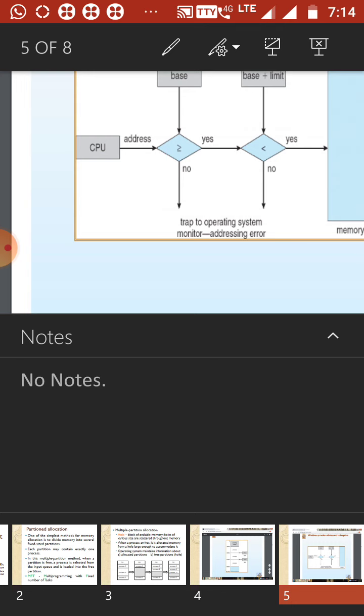Now we concentrate on process 2. The area allotted for process 2 is 30,004 to 42,094.